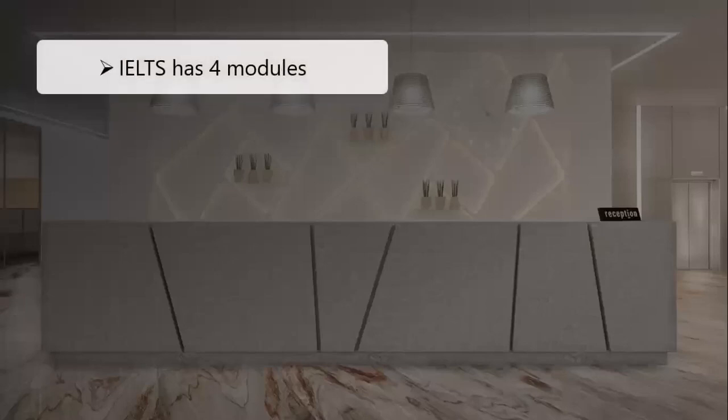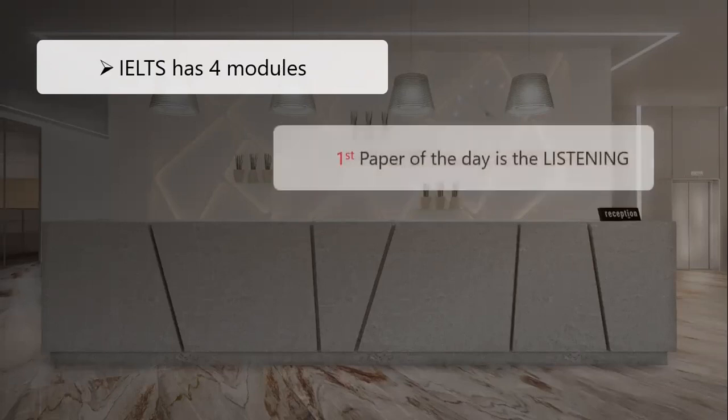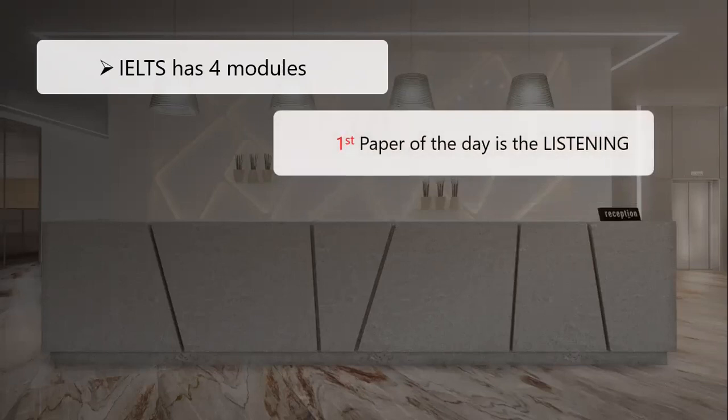Now, from the very moment you cough out that huge sum of money to register for this test, you're signing up for 4 papers. You're going to be tested on 4 modules. On exam day, the very first paper for the day is the listening. Listening is paper number 1. That's the first thing you start with on exam day.